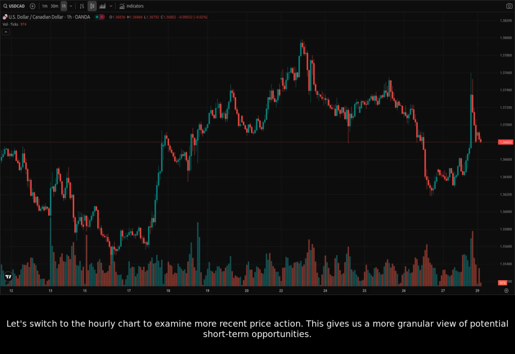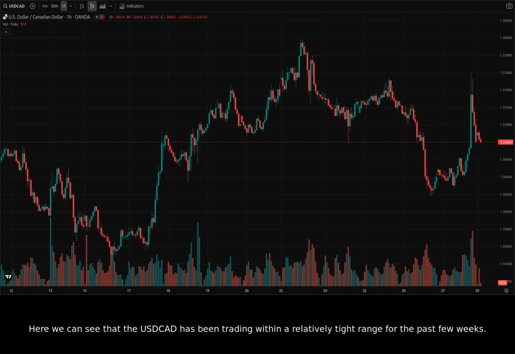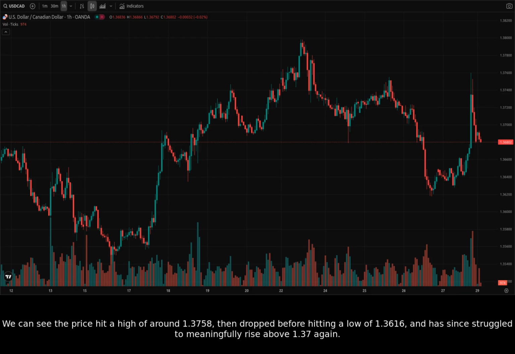This gives us a more granular view of potential short-term opportunities. Here we can see that the USDCAD has been trading within a relatively tight range for the past few weeks. Specifically, let's examine the range between June 23, 2025 and today. We can see the price hit a high of around 1.3758, then dropped before hitting a low of 1.3616 and has since struggled to meaningfully rise above 1.37 again.